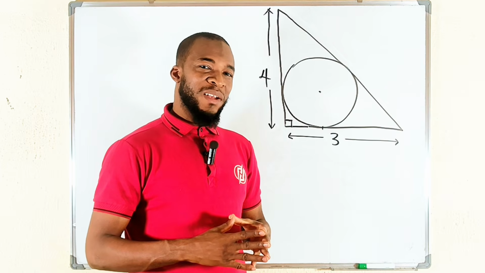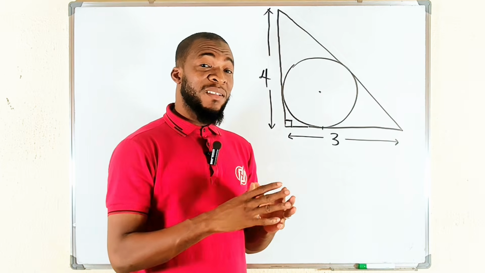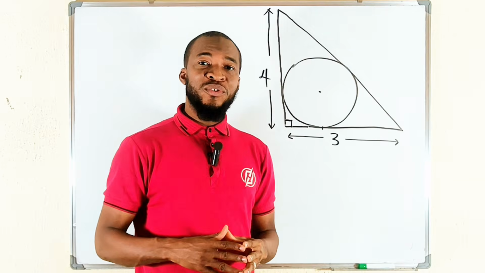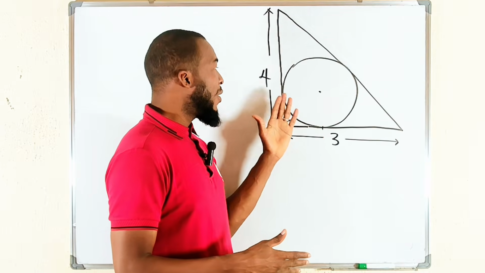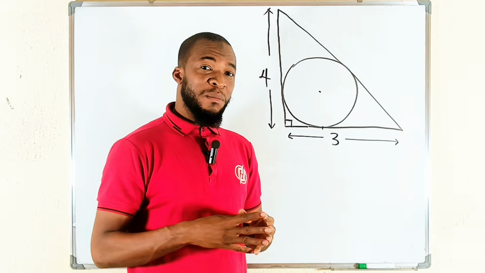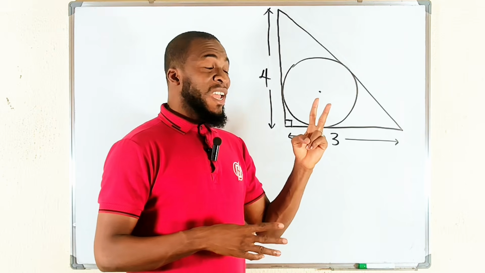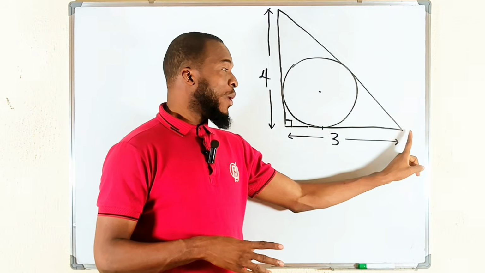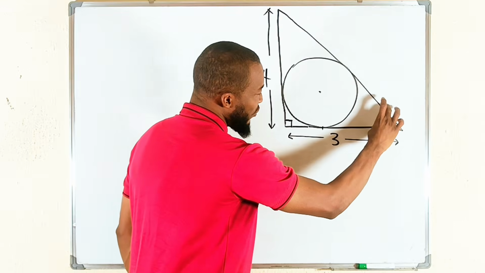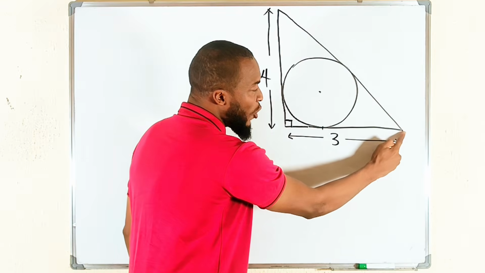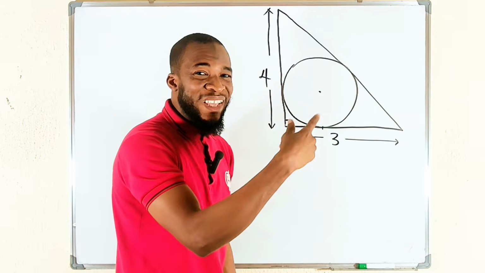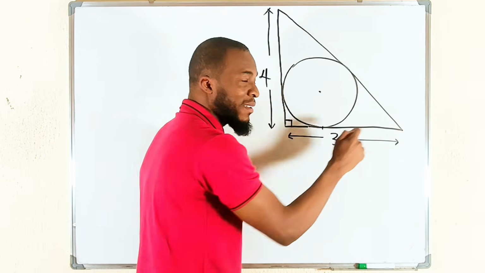I want you to remember that any line that touches the circle at exactly one point is a tangent. Therefore, all three sides of the right-angled triangle are tangent to the circle because they are all touching the circle at exactly one point. Another thing you should remember is that two tangents are equidistant from the point where they meet to the point of tangency, which means that if you pay attention to these two tangents, from this point where the two tangents meet to the point of tangency is what? Equidistant.